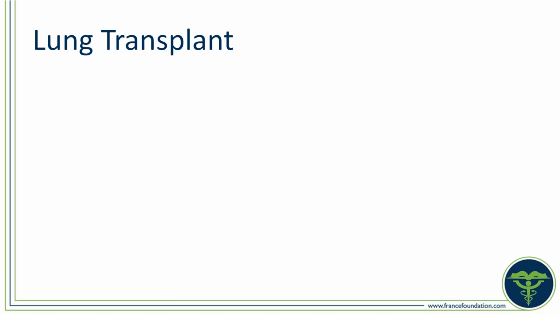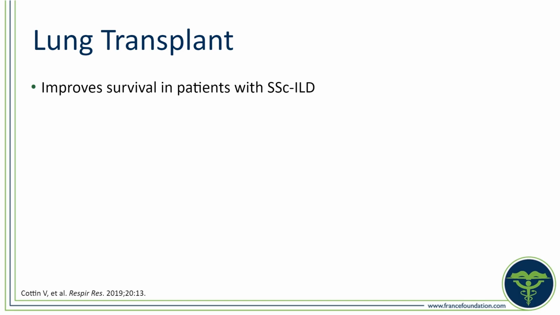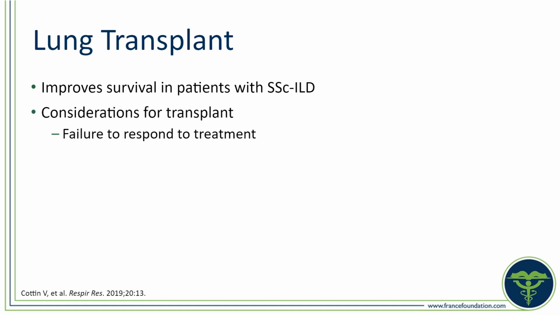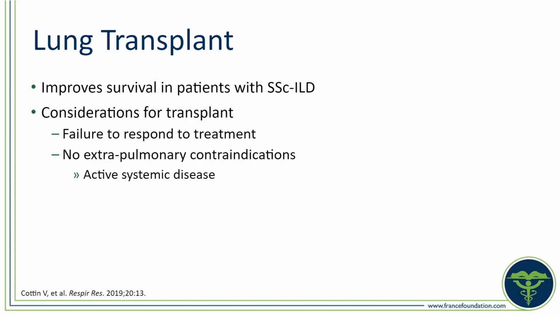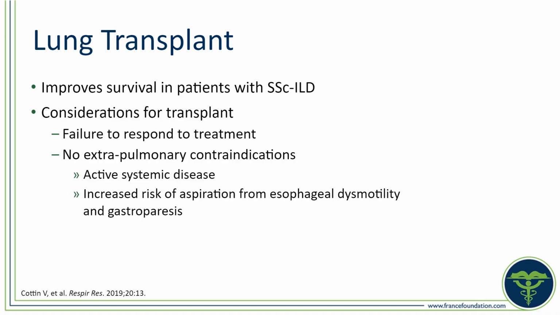Briefly want to review lung transplant in systemic sclerosis ILD, as it has been shown to improve survival in patients with SSc-ILD. Considerations for transplant include a failure to respond to prior treatments, and as long as a patient does not have any extrapulmonary contraindications, such as active systemic disease, an increased risk of aspiration from esophageal dysmotility and gastroparesis, and any evidence of severe vasculopathy, such as severe Raynaud's phenomenon with digital ulcers.